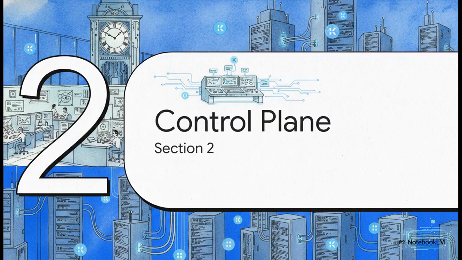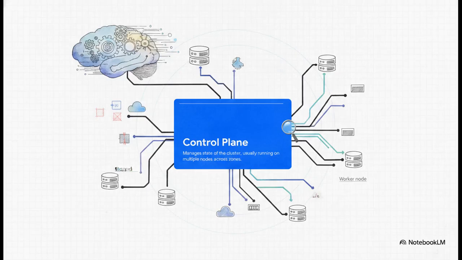Moving right along to section 2, inside the control plane. You can think of the control plane as the central nervous system of Kubernetes. It's made up of 4 absolutely critical components that we need to break down. Now, keep in mind, the control plane doesn't do the actual work of running your apps. Instead, it's constantly monitoring, dictating, and maintaining the desired state of your entire cluster.